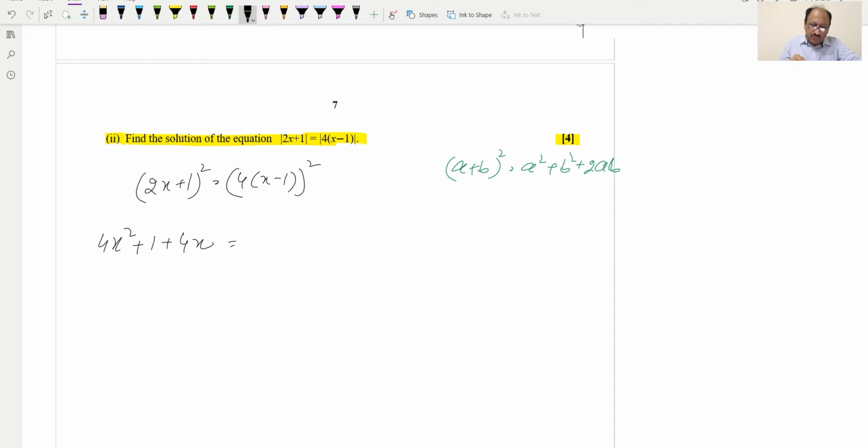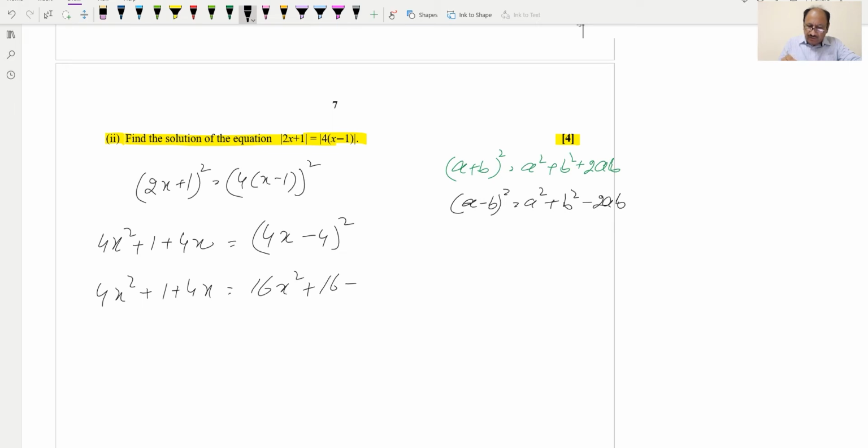We can open this also, but I will first multiply 4 inside, so it will be 4x minus 4 squared, and 4x squared plus 1 plus 4x is equal to, now we'll apply the same formula on this side, which is the minus formula: a minus b squared is equal to a squared plus b squared minus 2ab. If we apply this, it will be 16x squared plus 16 minus 4 into 4 is 16, into 2 will be 32x.